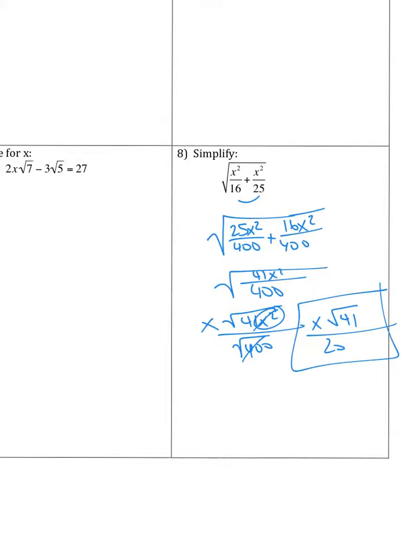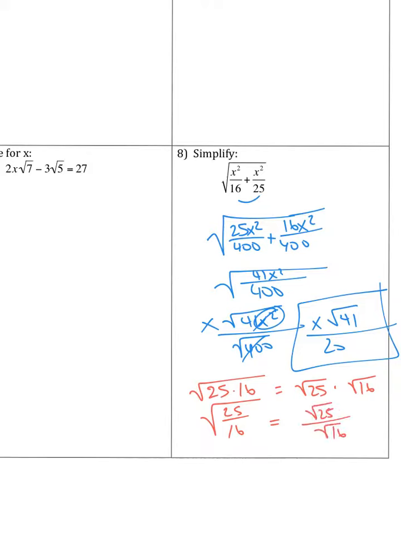So the basic rule is, if you have a square root of a product, let's say it was 25 times 16, you're allowed to break that up into the square root of 25 times the square root of 16. Same thing with division. The square root of 25 divided by 16 is equal to the square root of 25 divided by the square root of 16.